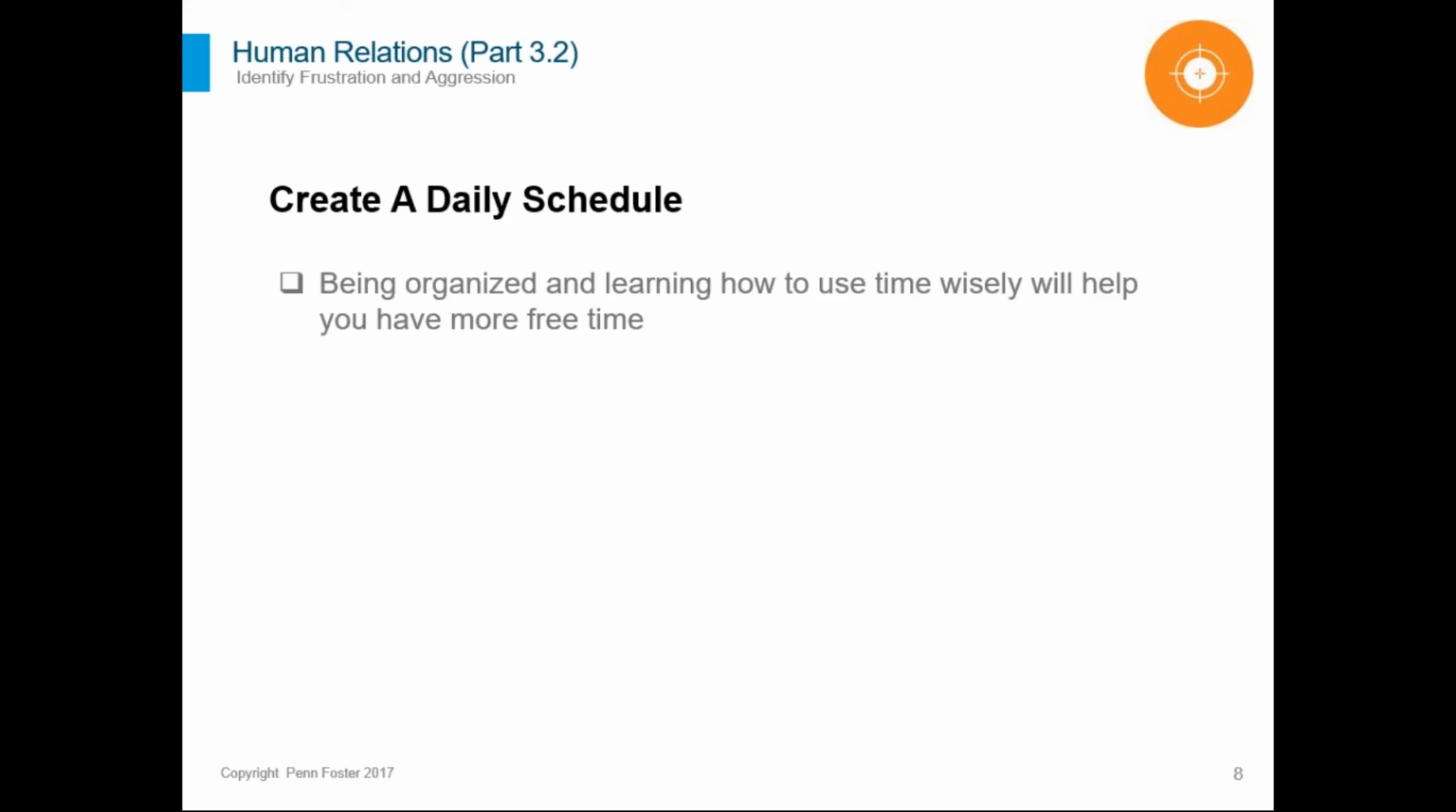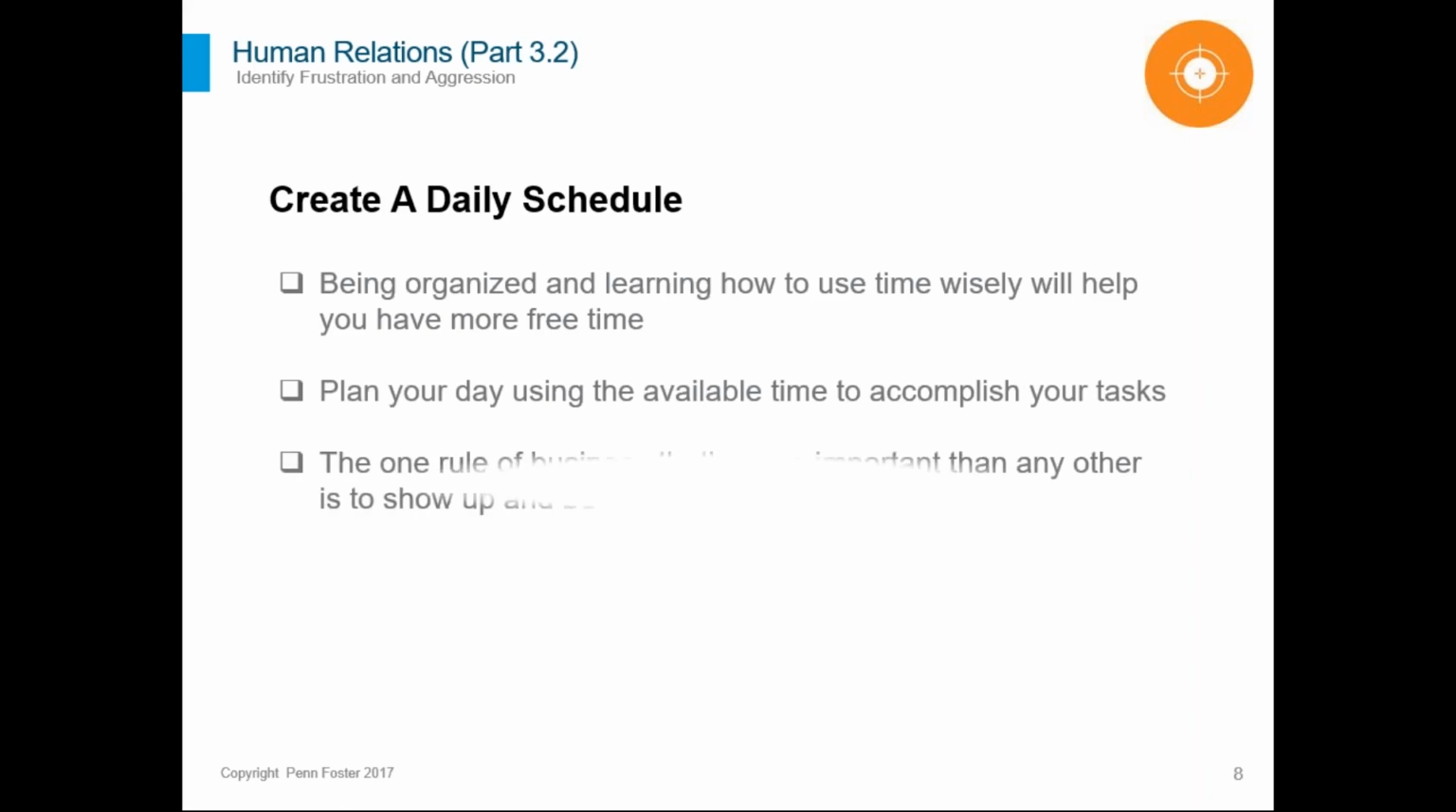Things like that. Whereas, if you just made a schedule and realized, well, the grocery store is on my way home from the laundromat, and maybe I go pick up my laundry first, then go to the grocery store, then go home just once. Things like that, and that'll free up a lot of your time. Plan your day using the available time to accomplish your tasks.